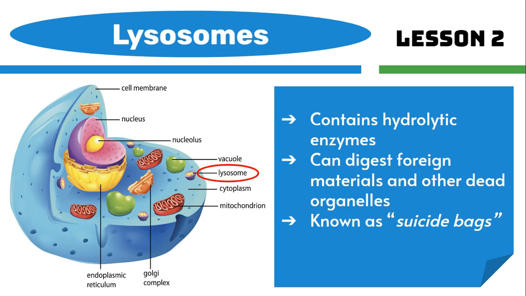Lysosomes are one of the organelles that are only found in animals. They contain hydrolytic enzymes, and basically the function of these enzymes is to digest foreign material and other dead organelles. These enzymes have the high capacity to completely digest and swallow them whole and get rid of them, basically. They're also known as suicide bags of the cell. So why are they called suicide bags? Well, if the cell is ever damaged, then the hydrolytic enzymes of these lysosomes have the ability to digest the whole cell, the dead cell. And so they're practically killing themselves, which is why they're known as suicide bags.